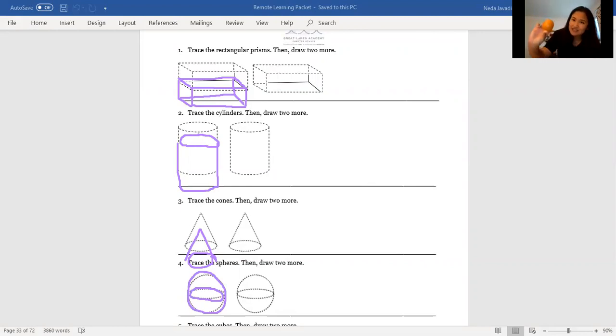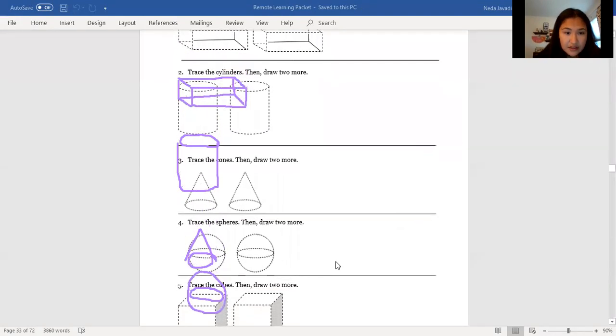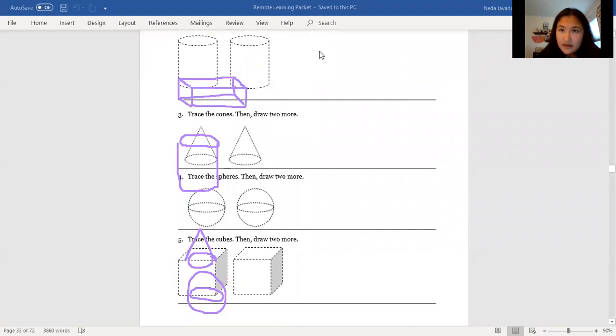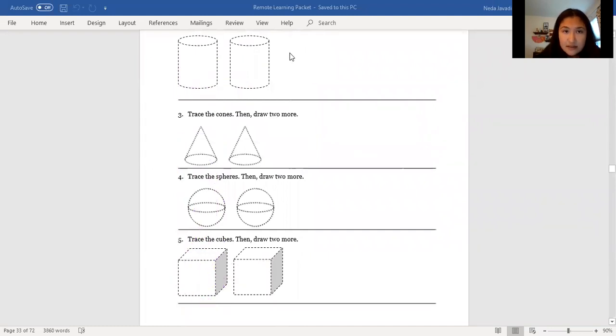This is the closest thing to a sphere that I had in my house. Maybe you might have a ball or a different sphere-shaped item at your house, and you can look at it to give you some inspiration. Cool, now let's go all the way down to the cube. I'm gonna clear my drawings. Now let's trace the cube together.